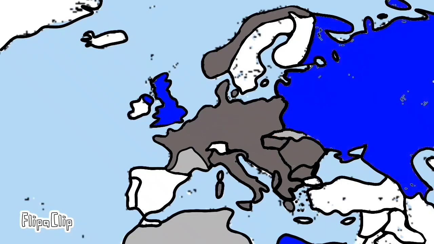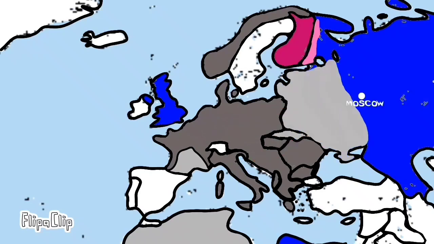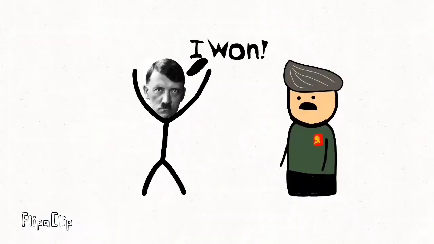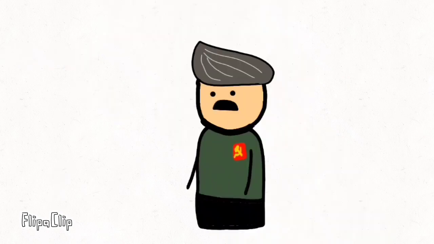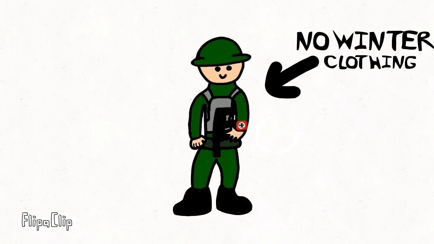east. Germany started the invasion of the Soviet Union, the largest land invasion in history. They got near Moscow. Hitler said, "Ha, I won!" But then Stalin was like, "Are you sure about that?" It was near winter and Hitler didn't supply his troops with appropriate winter clothing.